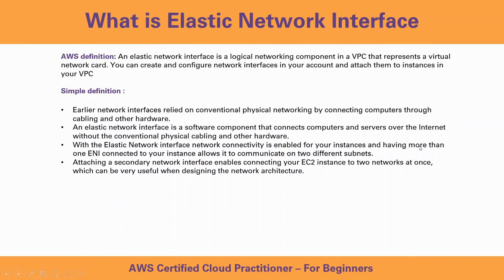instances, and having more than one ENI, which is the Elastic Network Interface, connected to your instance allows it to communicate on two different subnets. I will explain this shortly via diagram. Attaching a secondary network interface enables connecting your EC2 instance to two networks at once, which can be very useful when designing the network architecture.